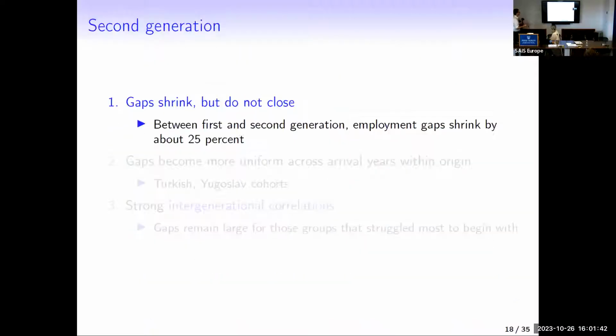If you want a number, 25%. The gaps that we had in the first generation, on average, shrink by about 25% in the second generation.